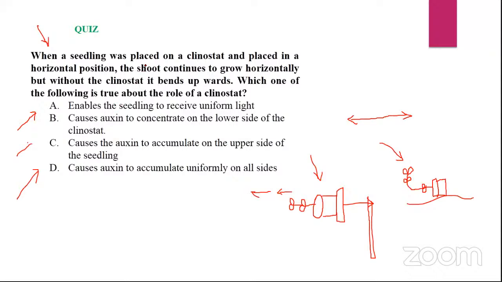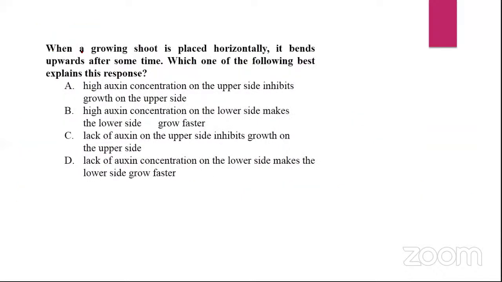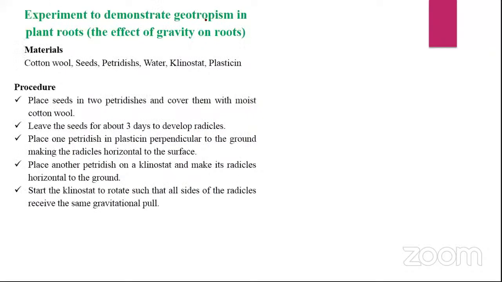What about this question? It says, when a growing shoot is placed horizontally, it bends upward after some time. Which of these is correct? I shall come to it when we have understood this geotropism experiment. Now, geo, earth, tropism is a growth response.